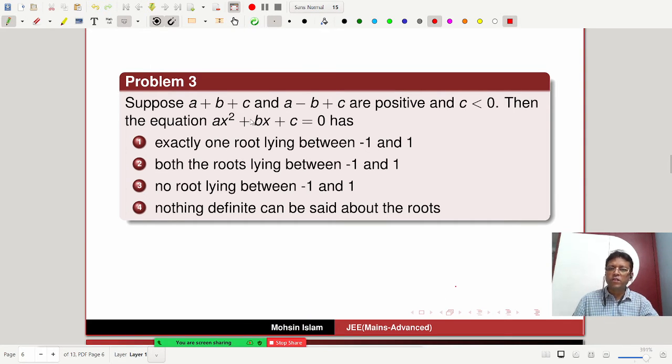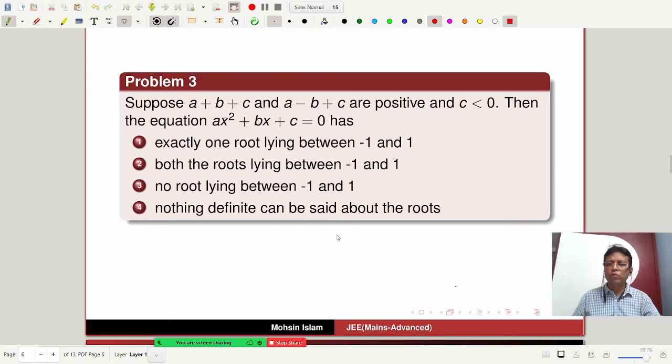Suppose a + b + c and a - b + c are positive and c is less than 0. Then the quadratic equation ax^2 + bx + c = 0 has exactly one root lying between -1 and 1, both the roots lying between -1 and 1, no root lying between -1 and 1, or the last option, nothing definite can be said about the roots. So this is also a very good problem.